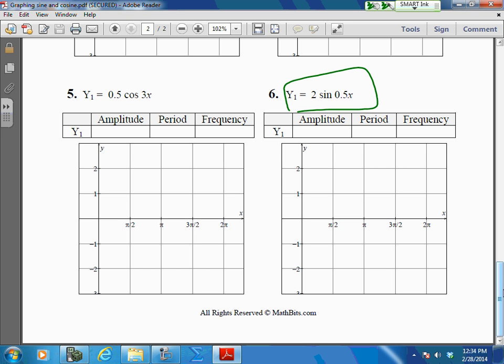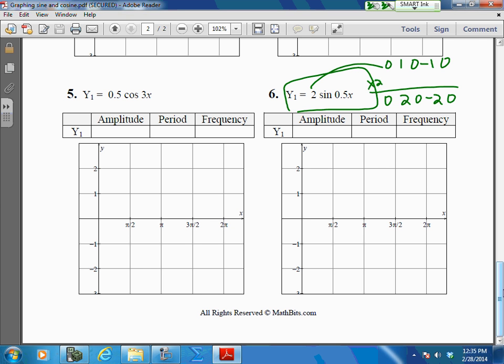This is an easy one. What change do you see first? The amplitude. Amplitude is changing. What's happening to your amplitude? It's increased by a factor of 2. So if this is my pattern for my sine, I want to multiply everybody by 2. Okay. What else do you see? 0.5. What does that represent? Frequency. So what does that mean to me, 0.5 frequency?